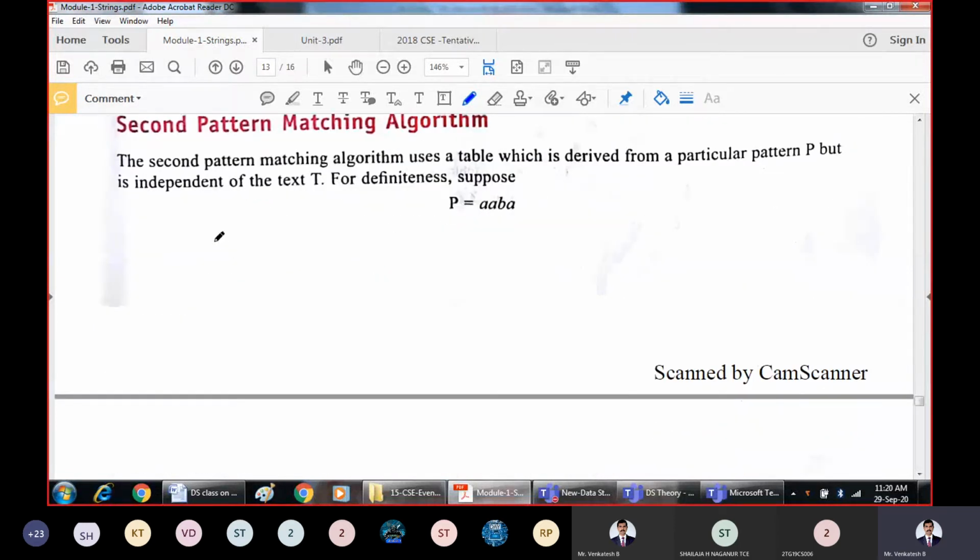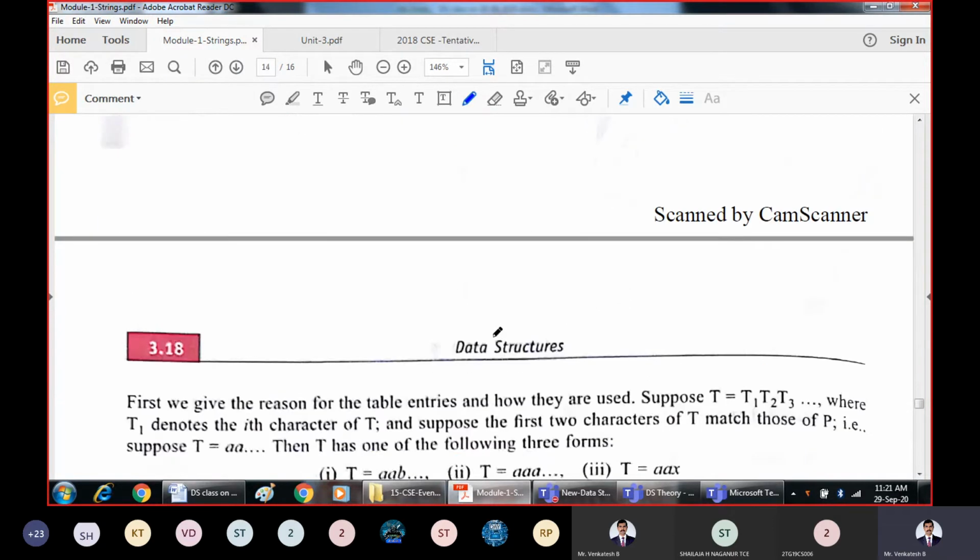Coming to the second pattern matching algorithm, how the algorithm actually works. Suppose this is the pattern, P equal to double A, B, A, the same pattern, P equal to double A, B, A.